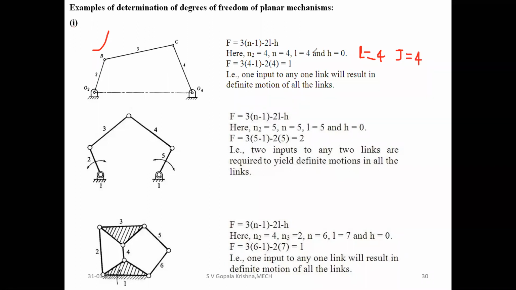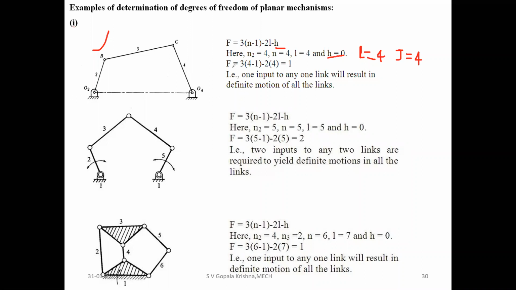Now these two are substituted in our equation: 3 into (4 minus 1) minus 2 into 4 minus H. H is the higher pair, but there is no higher pair. The connection between one link and another is a surface contact. This type of contact is surface contact, so the H value is going to be 0.